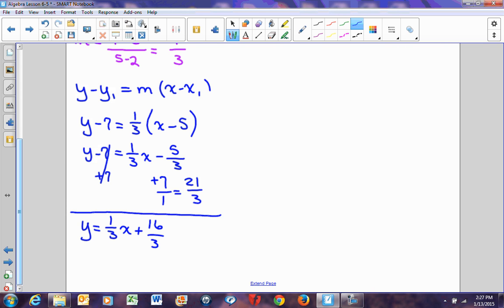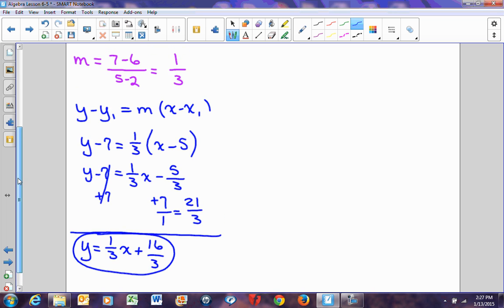You do not need to make it 5 1/3. You can if you want to, you just don't have to. I tend to leave it as an improper fraction because people make more mistakes trying to change it to a mixed number than anything else. There we found the equation of the line in slope-intercept form given 2 points.